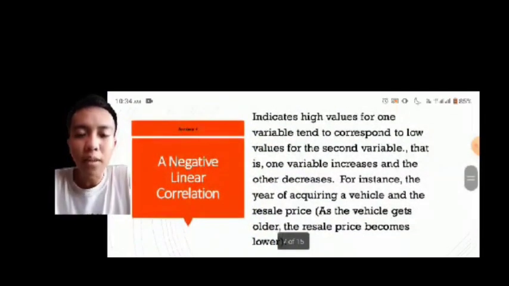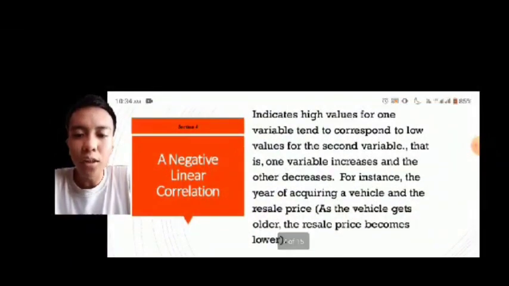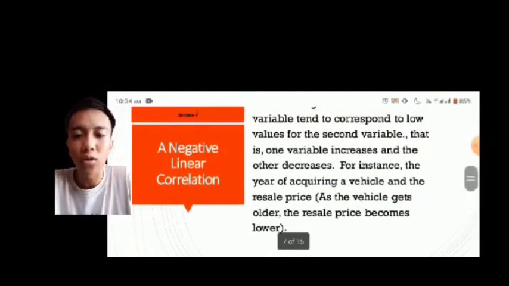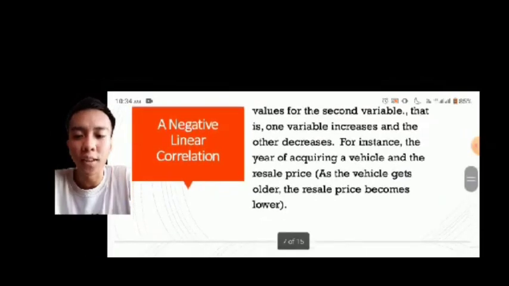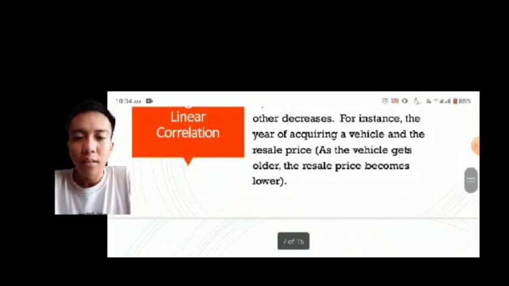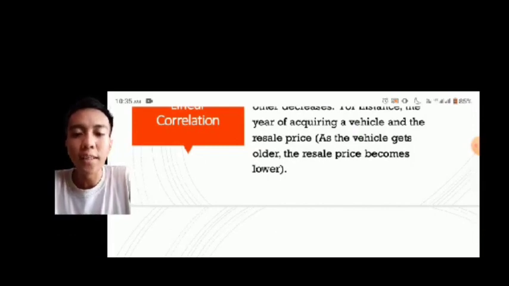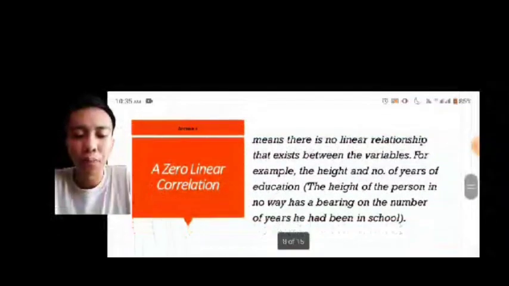Negative linear correlation indicates that high values for one variable tend to correspond to low values for the second variable. For example, the age of a vehicle and its resale price: as the vehicle gets older, the resale price becomes lower.